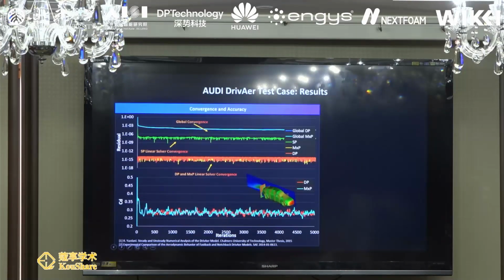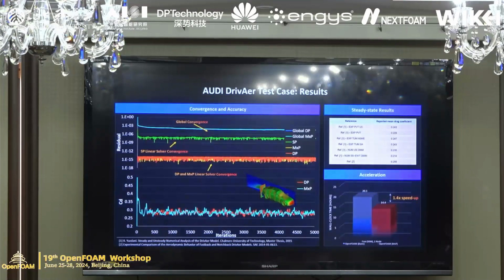And at the bottom, we have the drag coefficient convergence that shows that there are slight oscillations that are different between the double precision and the mixed precision, but overall, the plateau that is reached between the 2 simulations is in good agreement, and also in good agreement with published data that is available in the literature. And in terms of acceleration, using the mixed precision showed an acceleration of about 1.4x compared to pure double precision. So we managed, for example, to recover drag prediction for this particular test case, but with an acceleration of about 1.4x.